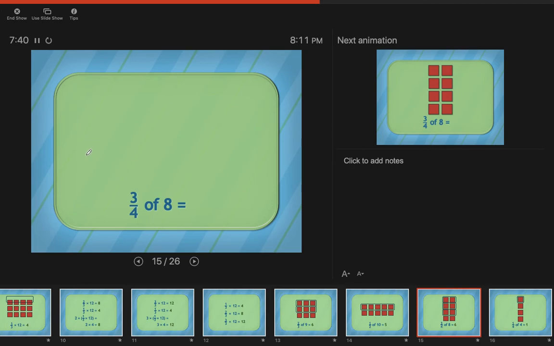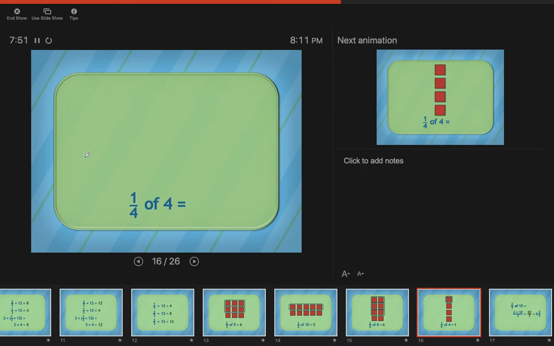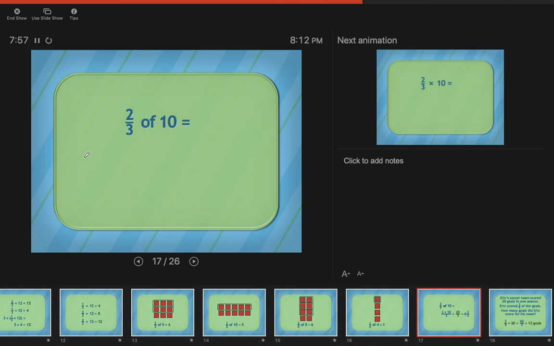Try not to look at the next page. 3/4 of 8. How many would 3/4 of 8 be? That would be 6. Alright, hopefully you're getting the hang of this. What about 1/4 of 4? That'd just be 1. 2/3 of 10 would be, what do we do with this "of" right here?